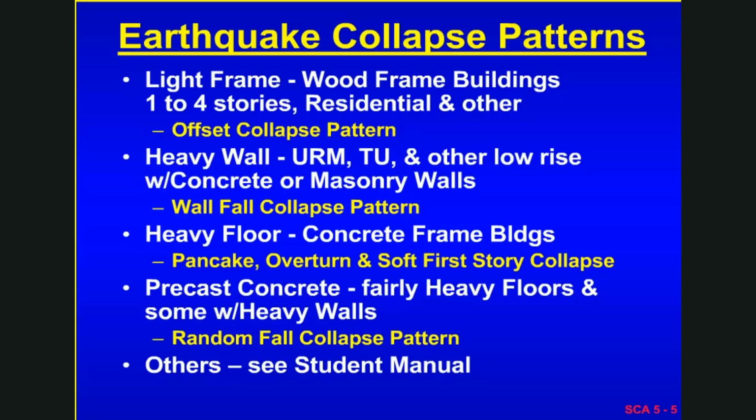And then with heavy floor, which are concrete buildings for the most part, we'll see a pancake, which we've talked about, but also an overturning or a soft first-story collapse, which is sort of a special pancake, if you will, only one layer. And then with precast buildings, which are fairly heavy floors and heavy walls, the best that we can come up with is a random fall collapse, because that's what happens.